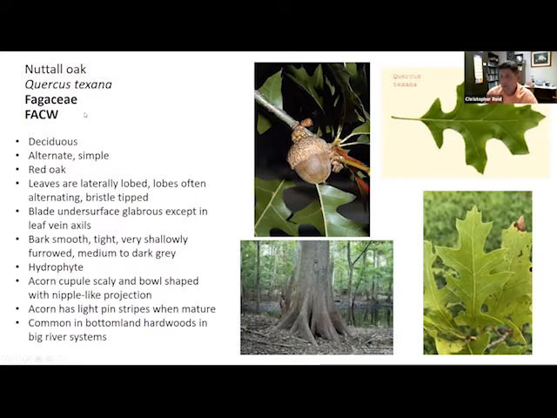Cherry bark and Nuttall oak can occur in the same general area, in the same site, but they occupy different niches. If you have some topographic variation in a floodplain forest, you're going to find cherry bark oak on the higher sites and Nuttall oak on the wetter swales.